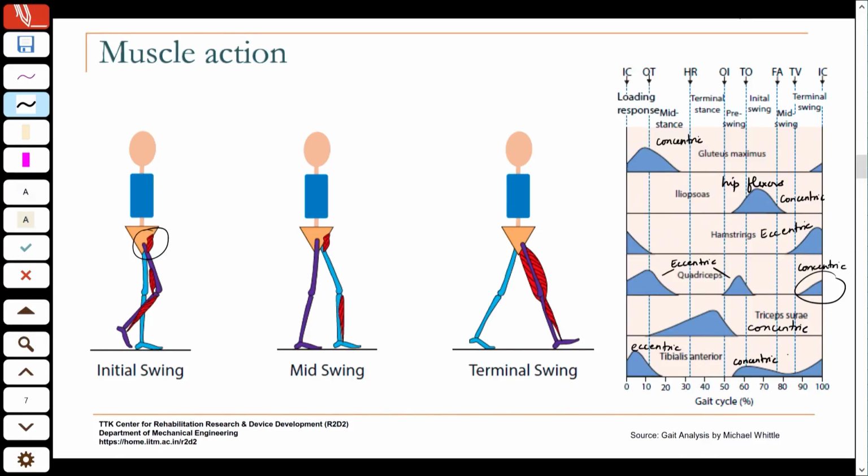During initial to mid swing, it is concentric action to keep the foot slightly dorsiflexed so that it can clear the ground more easily. And then towards the end it again becomes eccentric action because it is preparing to resist that foot slap. So, it is starting to prepare for that. Okay.